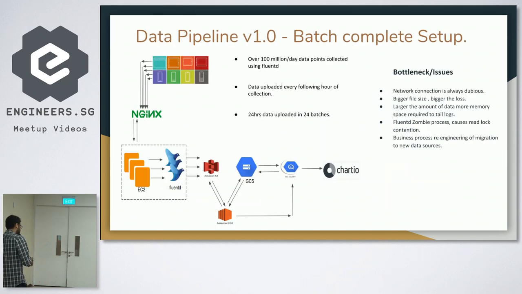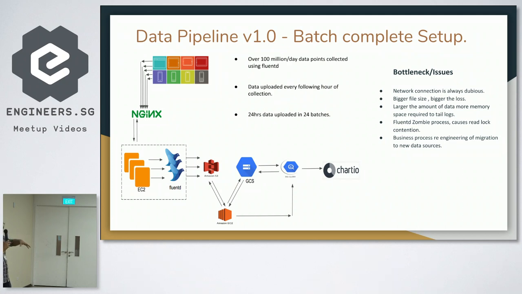So all that I tried explaining, I hope I explained it to some extent. This is how the pipeline ended up looking, from that 6 hour job that used to run four times a day. We built something which actually has all the services running.